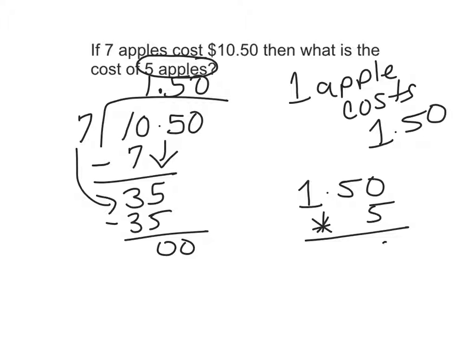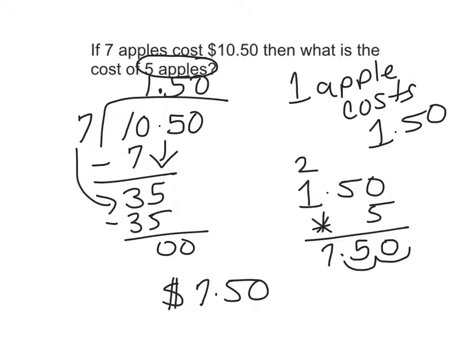So 5 times 0 is 0. 5 times 5 is 25, so 5 carry the 2. 5 times 1 is 5 plus 2 is 7. I'm going to put my 2 decimal places back in. So there we go. The cost for 5 apples is $7.50.